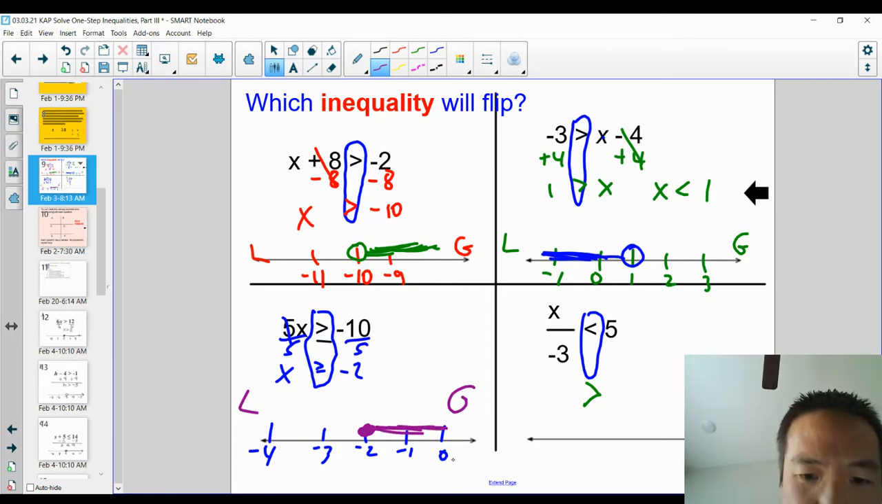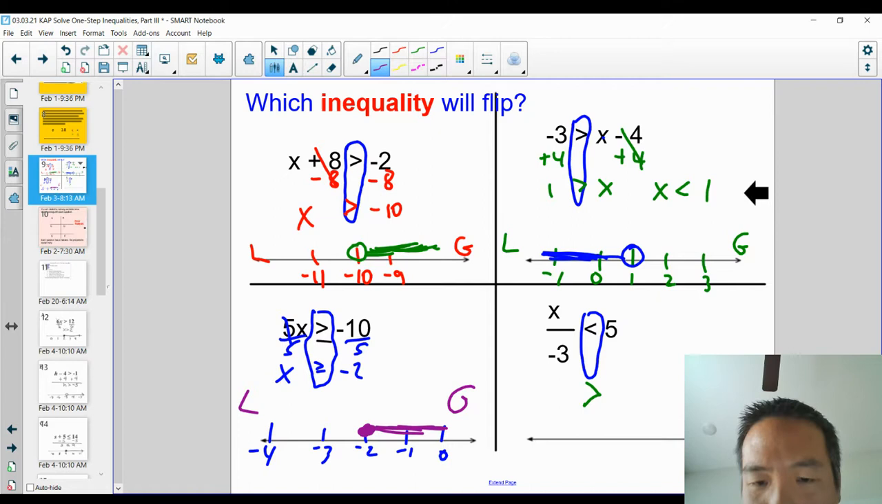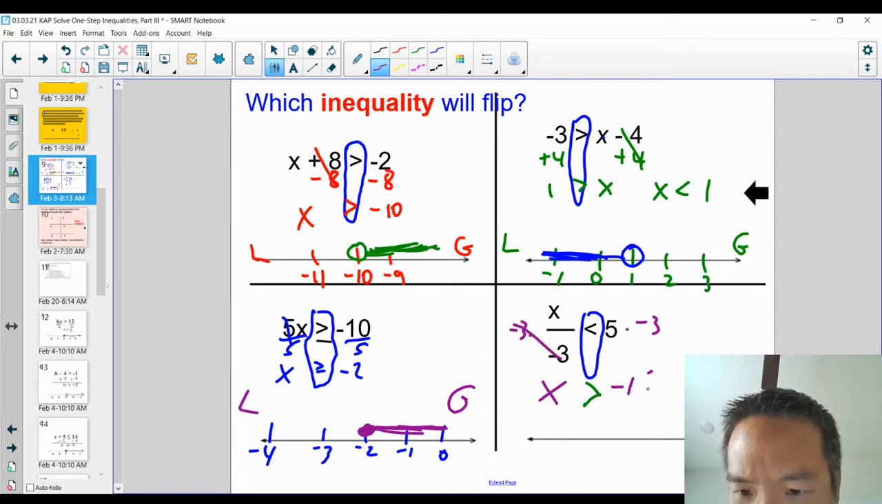You check your work, input the test point 0. 5 times 0 is 0. 0 is greater than or equal to negative 1. And last but not least, we need to multiply both sides by negative 3. By negative 3, cancel. X is greater than negative 15.